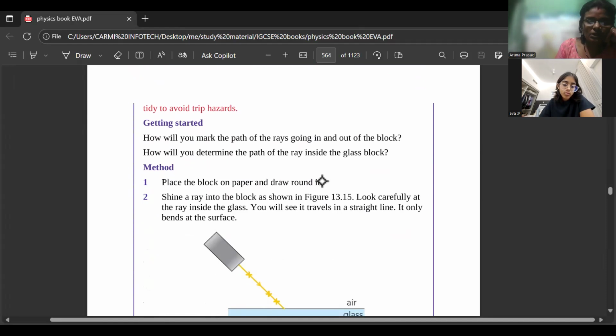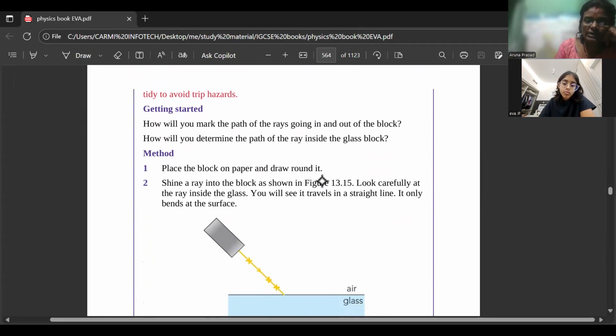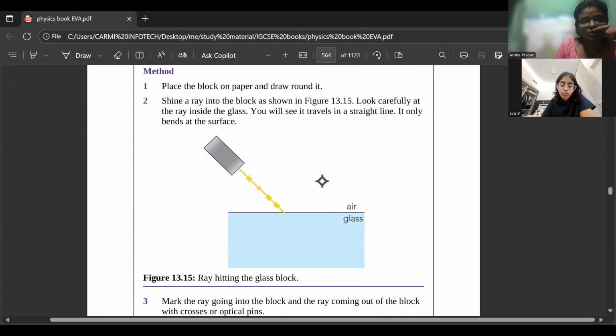Now getting started: how will you mark the path of the rays going in and out of the block? How will you determine the path of the ray inside the glass block? Place the block on paper and draw around it. Shine a ray into the block as shown in the figure.